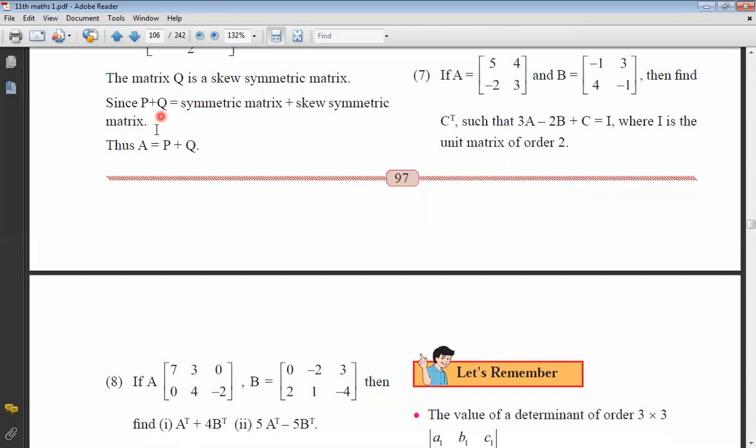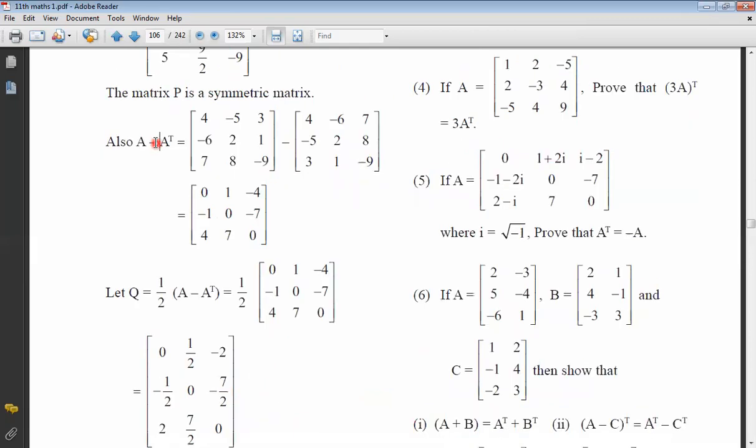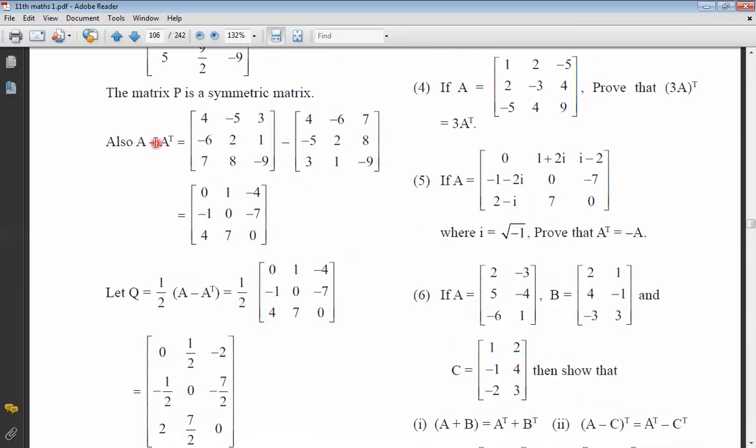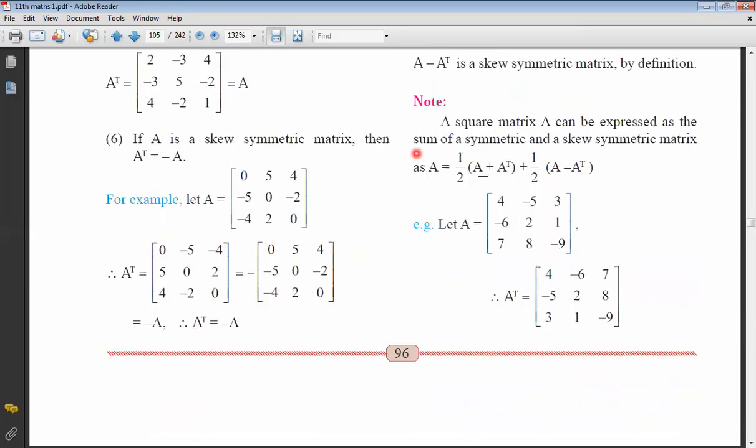So basically, any square matrix A can be expressed as half (A plus A dash) plus half (A minus A dash). And you will ask, how is this true? I will just tell you. Please see. If you open the right hand side, this is half A plus half transpose of A plus half A minus half transpose of A. Now, A transpose and minus A transpose divided by 2 get cancelled, and what remains is half A plus half A, which is A. That's how A can be expressed as half (A plus A transpose) plus half (A minus A transpose).